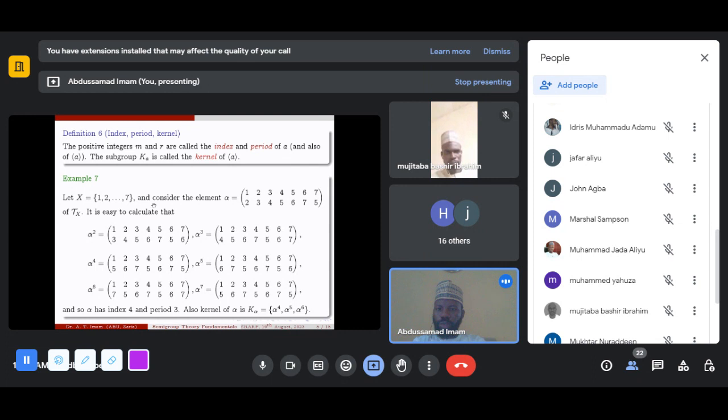And then I give you an example here, just to work with mappings. If you take an alpha, which is a mapping on the set of elements 1 to 7: 1 is mapped to 2, 2 is mapped to 3, 3 to 4, 4 to 5, 5 to 6, 6 to 7, 7 to 5. This is a map. It is not a permutation, because we can see that there is repetition in the image set. 4 is mapped to 5 and 7 is mapped to 5. So it is not a permutation.